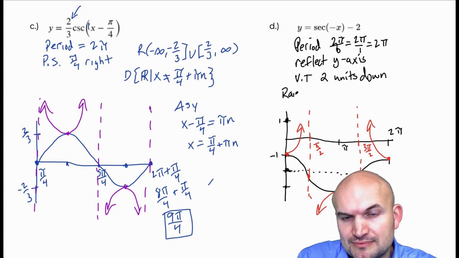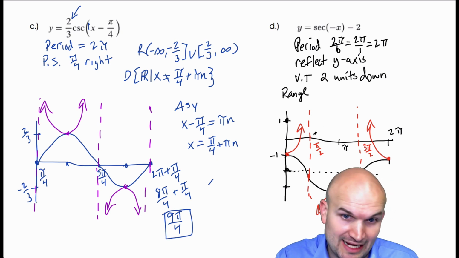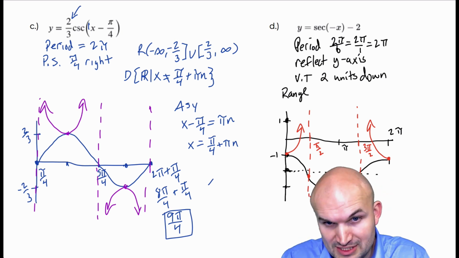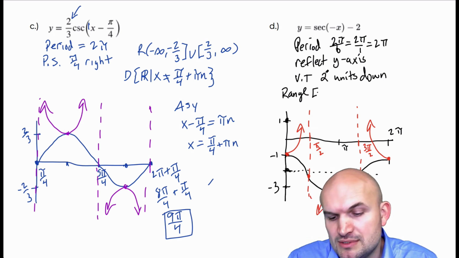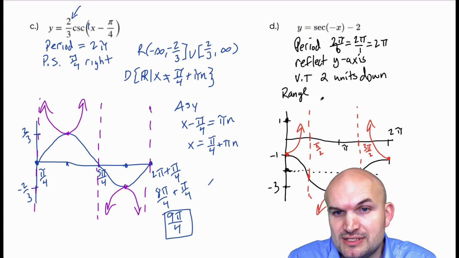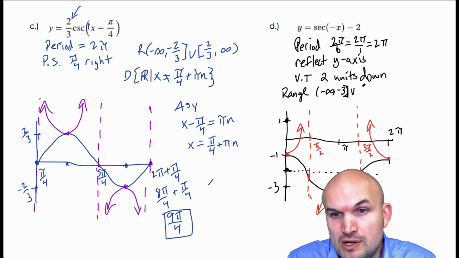So the range, as I can see it, is going to be from -infinity all the way up to, let's see, that's -1, -2, that's -3. So I'm going to write, not included. You want to use parentheses. So that'd be -infinity to -3. That's included though. Union. And then we're going to go from -1 to infinity.